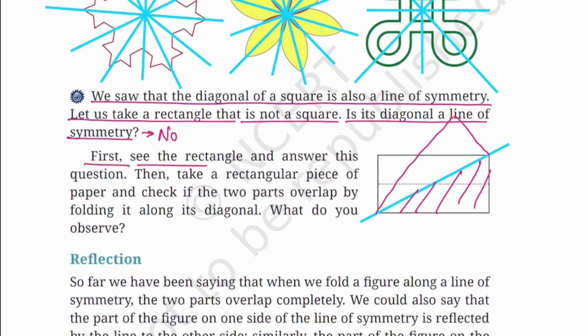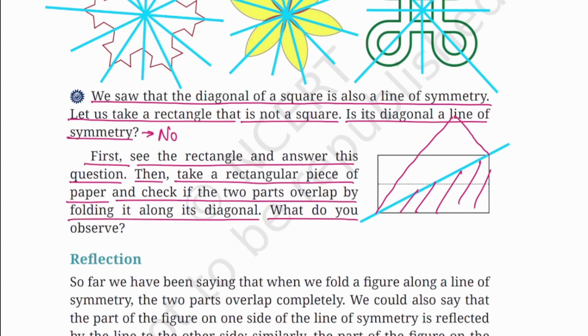First, see the rectangle and answer this question. Then take a rectangular piece of paper and check if the two parts overlap by folding it along its diagonal. What do you observe?